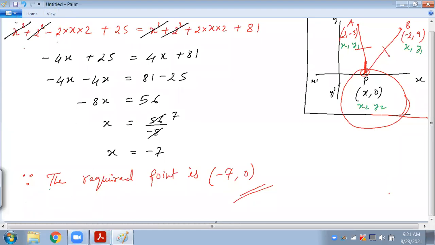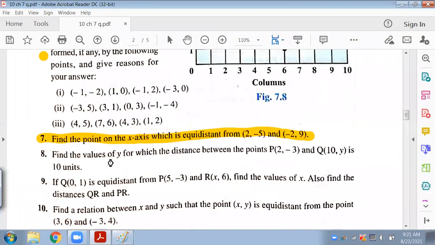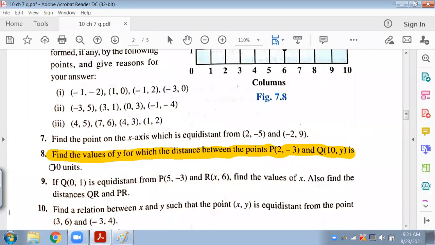So let's move to the next question. Now, next question is what? Find the value of y for which the distance between the point P and Q is 10 units. So the distance between the point P and Q is given. You have to find the value of y for which the distance between these 2 points P and Q is 10 units. Okay, now let's see how to find.